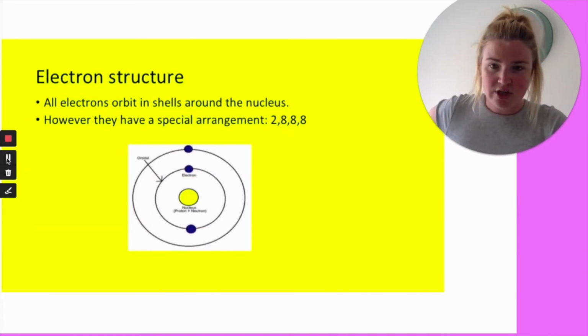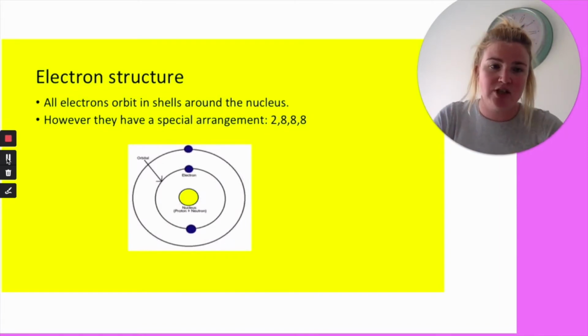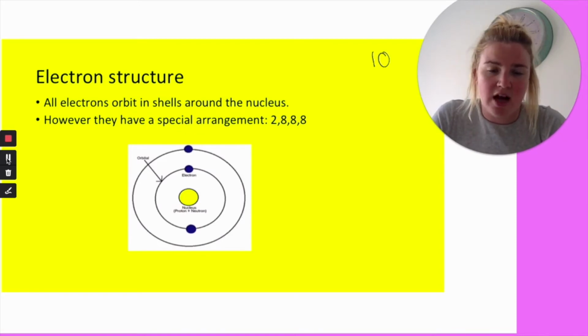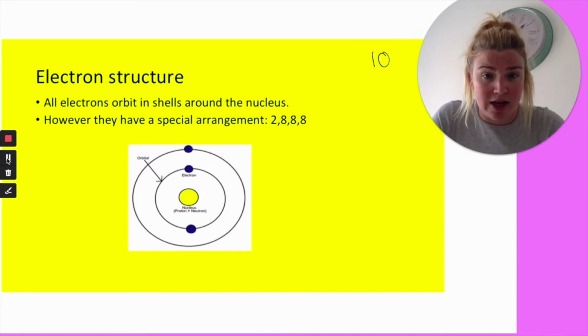So electron structure: all electrons orbit in the shells around the nucleus, but they have a special arrangement, okay? So not all electrons, say you've got 10 electrons because you've worked that out from the atomic number, can all go in the first shell, okay? There's a really important way of how they go in the shells, and you need to know it.